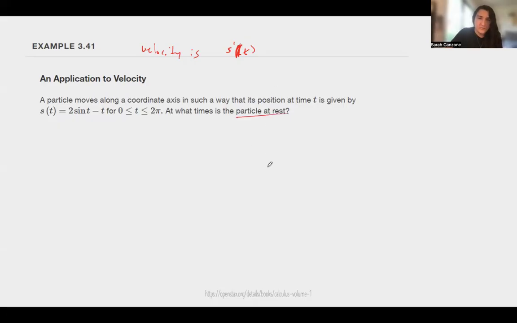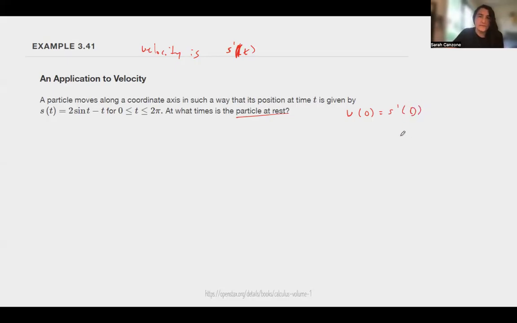So the key here is we're saying the particle is at rest. At rest implies some sort of a speed. So that's not necessarily the position function, because at rest doesn't tell us anything about where it may be, but it tells us something about the velocity of the function. And what it tells us is that the velocity is 0, right? If you're driving a car, your car's at rest when it's going 0 miles per hour. So what we're looking for is when the velocity is 0, which is the same thing as the first derivative being 0.